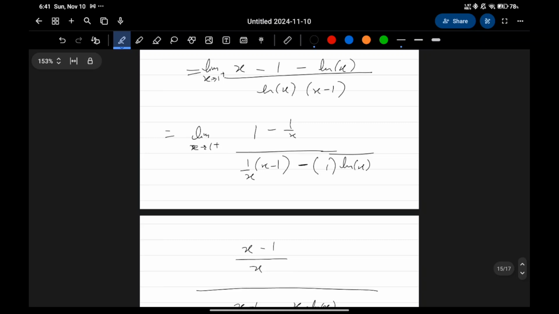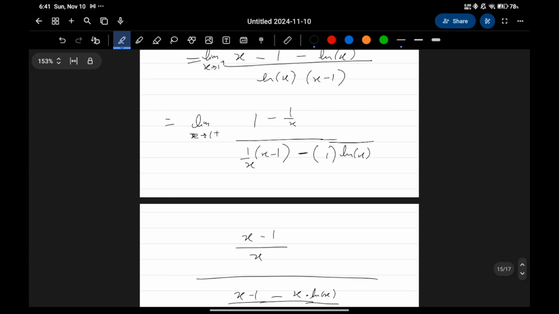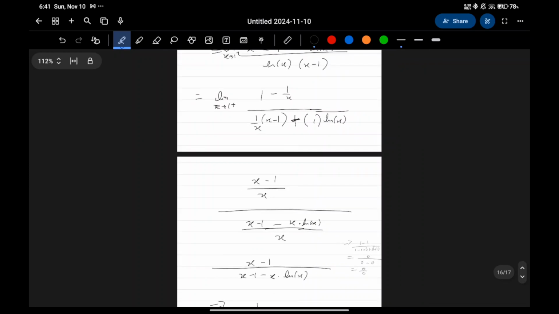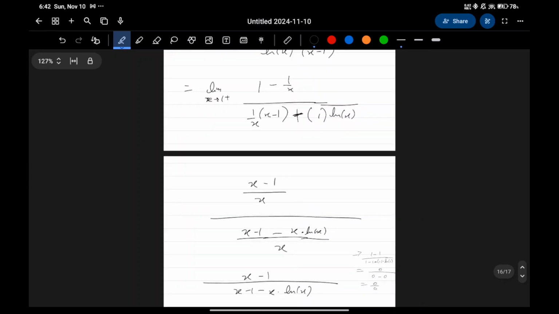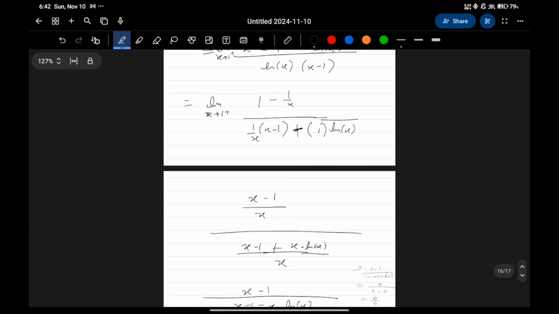One over x or minus 1. Wait, this is supposed to be a plus, I think. Is it? 1 over x. Yeah. See, a plus ruins everything. So if this was plus, this was also plus.